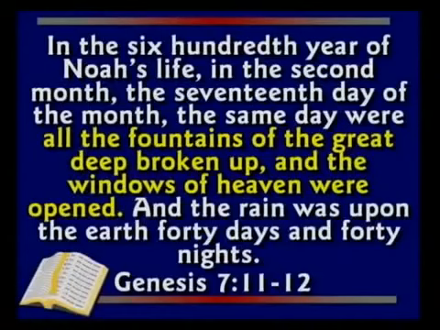Genesis 7. In the 600th year of Noah's life, in the second month, the 17th day of the month, the same day were all the fountains of the great deep broken up, and the windows of heaven were opened. And the rain was upon the earth 40 days and 40 nights. The flood water did not all come from the rain. I think the water for the flood came from three sources.